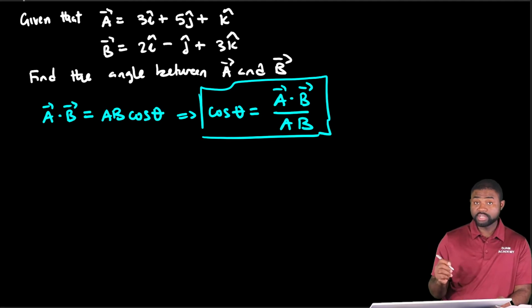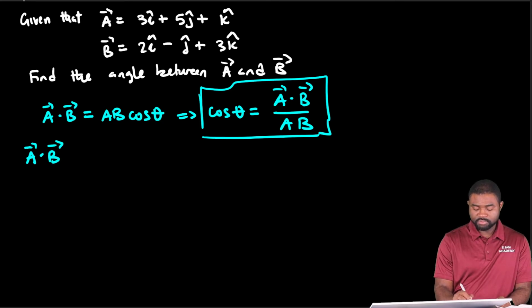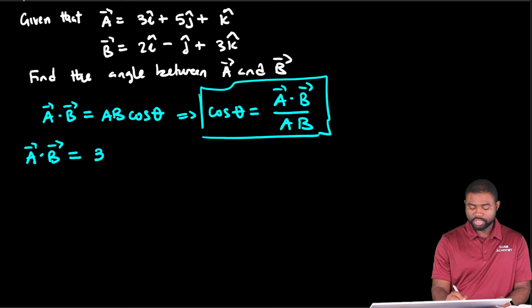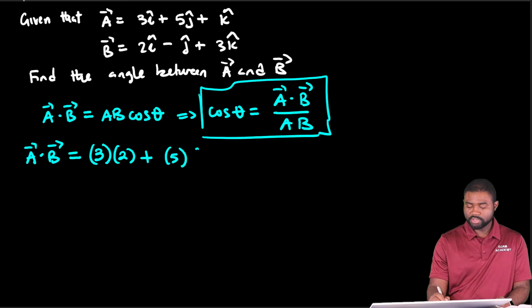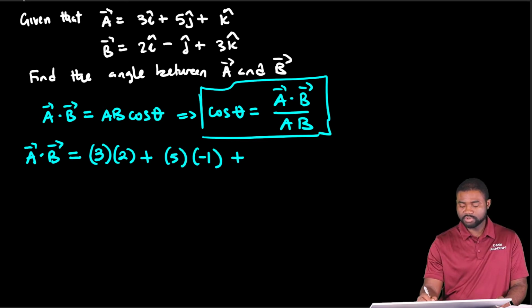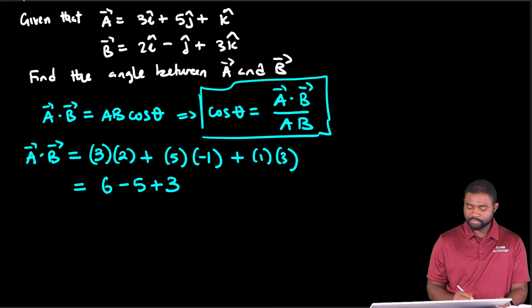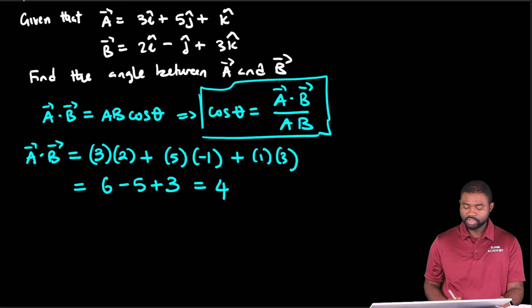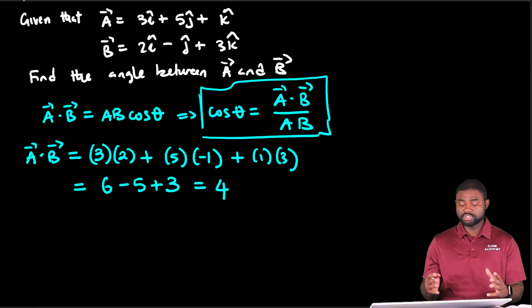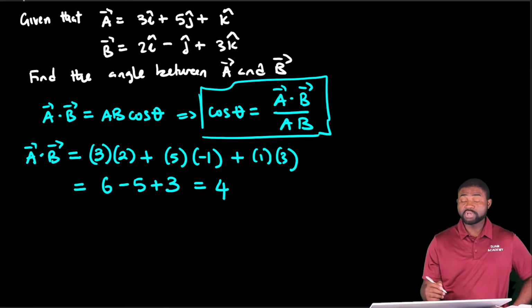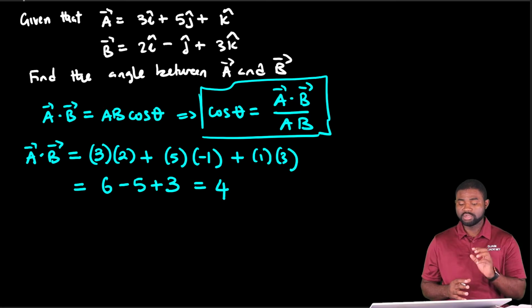But first, what is A dot B? Vector A dot vector B is equal to 3 multiplied by 2 plus 5 multiplied by -1 plus 1 multiplied by 3. So this is 6 minus 5 plus 3. 6 minus 5 is 1, plus 3 gives us 4. So the dot product between A and B is simply 4. But first, we need to calculate the magnitude of A and the magnitude of B.